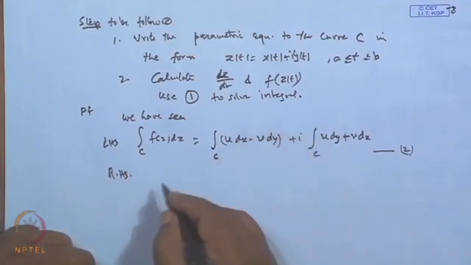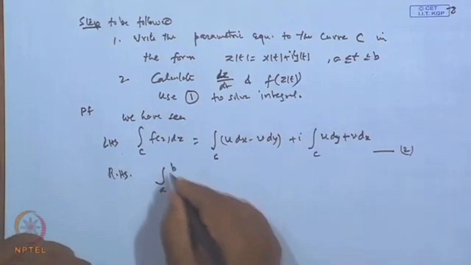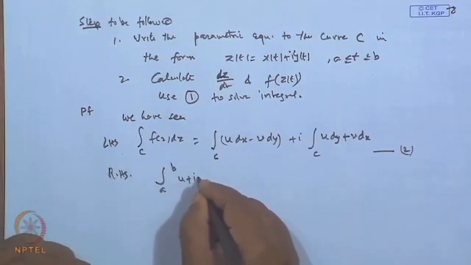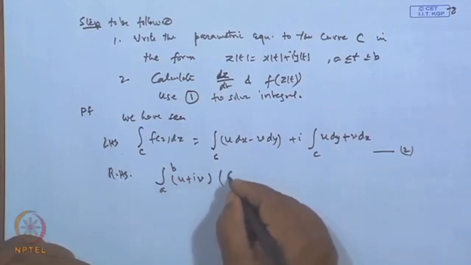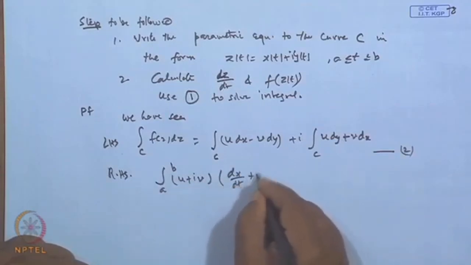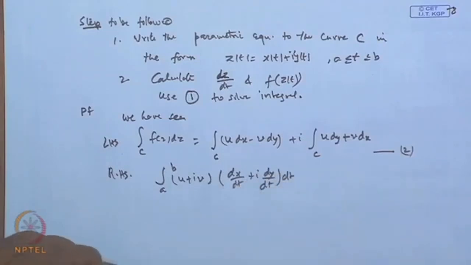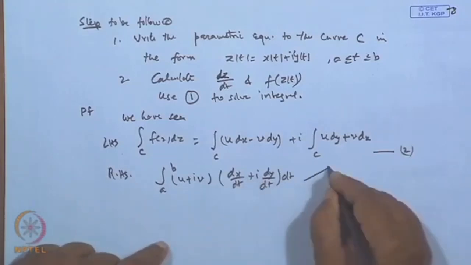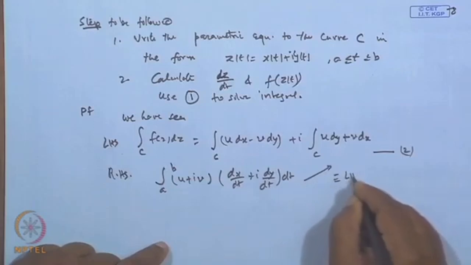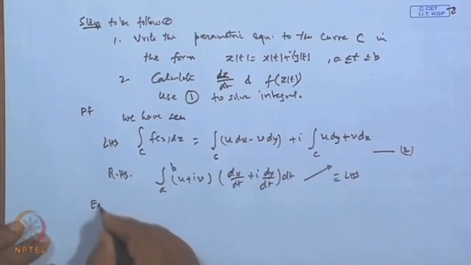What is the right hand side? The right hand side is the integral from a to b of u plus i v, since f(z) is u plus i v, and dz means dx by dt plus i times dy by dt, and then dt, is it not? So basically dt gets cancelled, and when you open it, this comes out to be the same as the left hand side. So this way we can easily get it. Okay, let us take an example now based on this.